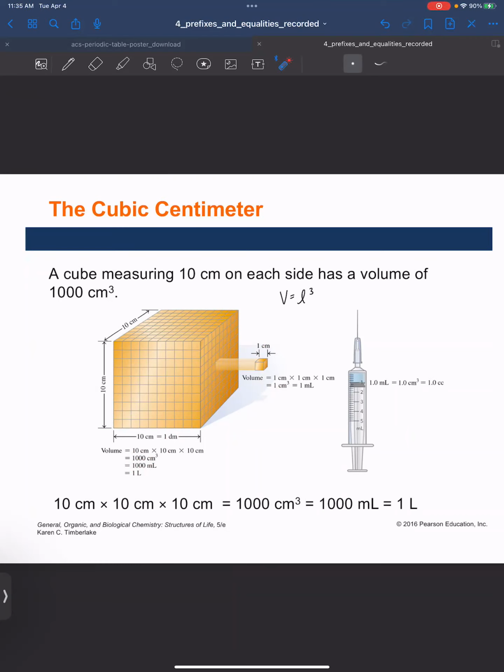And some of you may work with syringes. This is an example of a 5 milliliter syringe. If we need to deliver 1 milliliter of a solution, then that's the same as delivering 1 cubic centimeter or 1 cc. So there are different units for expressing volume.